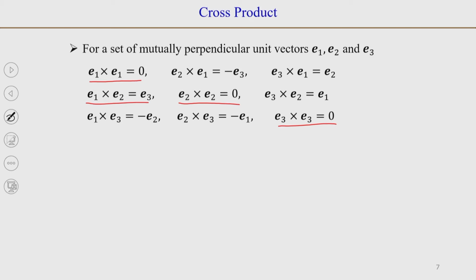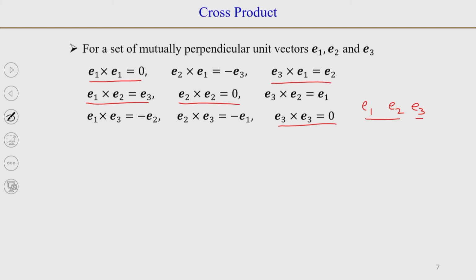So, you can see that if you write e_1, e_2 and e_3, when you have e_1 cross e_2, you will get e_3. If you take e_2 cross e_1, you will get minus e_3. If you take e_3 cross e_1, then you will get e_2.